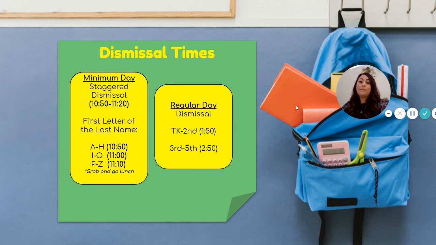Reminder again, minimum day, staggered dismissal starting at 10:50 by last name to help that congestion and the traffic. It's A through H, 10:50, I through O, 11, and P through Z at 11:10. And regular day dismissal is at 1:50 for TK through second, and third grade through fifth grade is at 2:50, just like our regular school year.